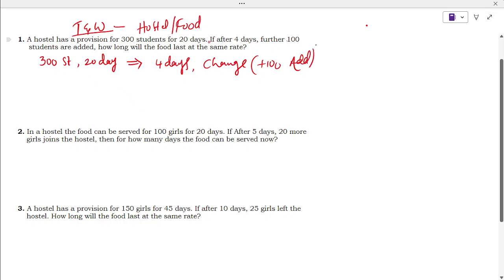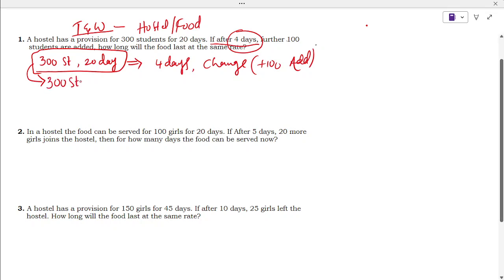But the change is at 4 days. After 4 days means completely 4 days are completed. So, how to solve the question? This was the condition on the first day. For 300 students, the food is provided for 20 days. But the change is happening after 4 days. So after 4 days, will there be any change in this condition?